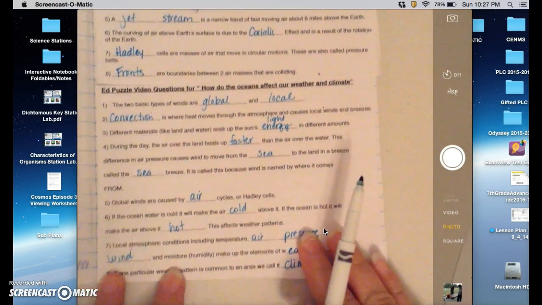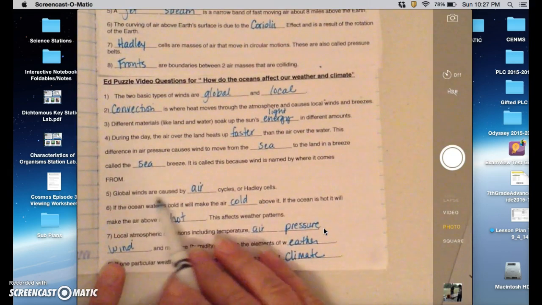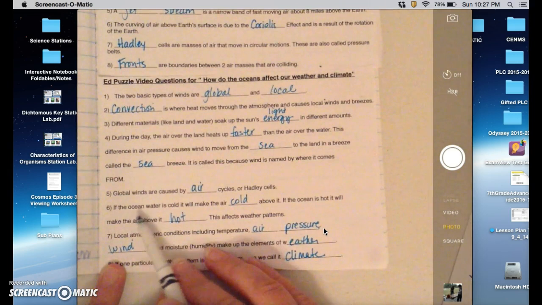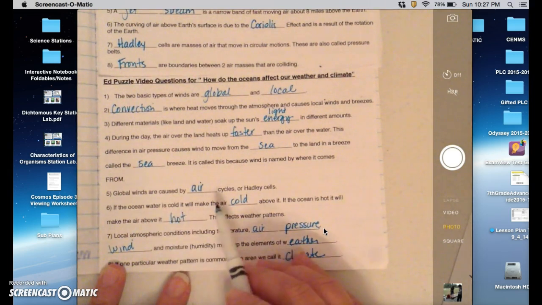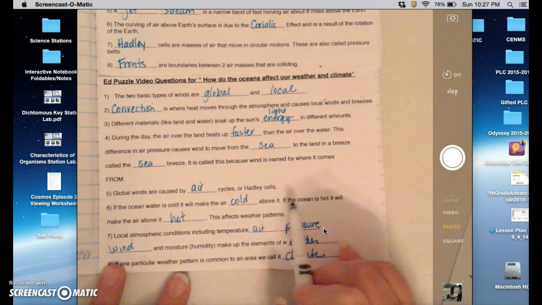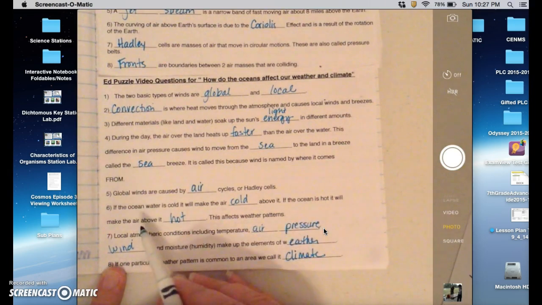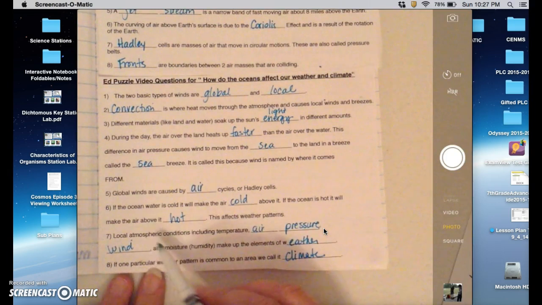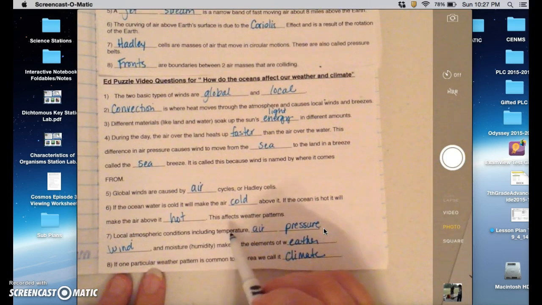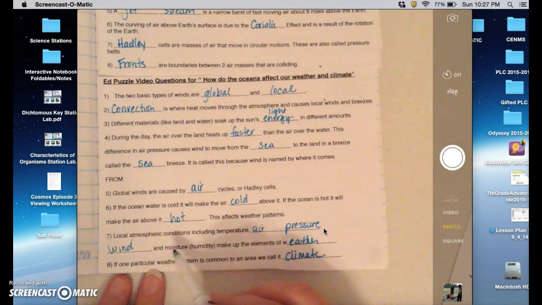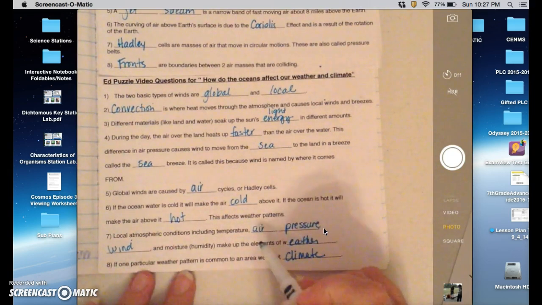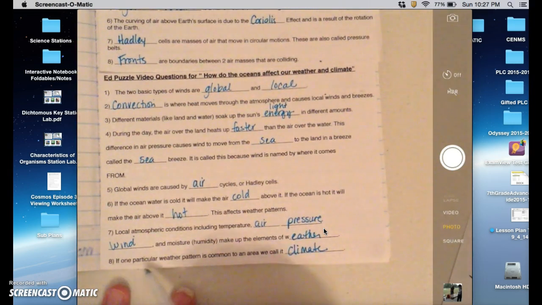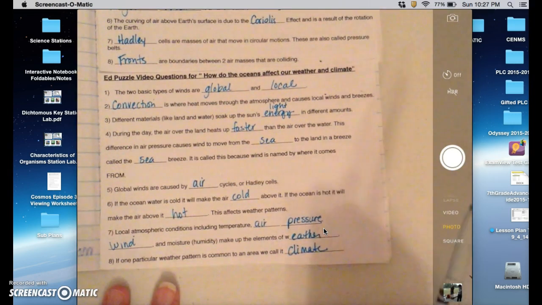Then, I think we're on number 5, global winds are caused by air cycles or Hadley cells. Number 6, if the ocean water is cold, it will make the air cold above it. If the ocean is hot, it will make the air above it hot. This affects weather patterns. Local atmospheric conditions include temperature, air pressure, wind, and moisture, like humidity, and these make up the elements of weather. Number 8, if one particular weather pattern is common to an area, we call it climate.